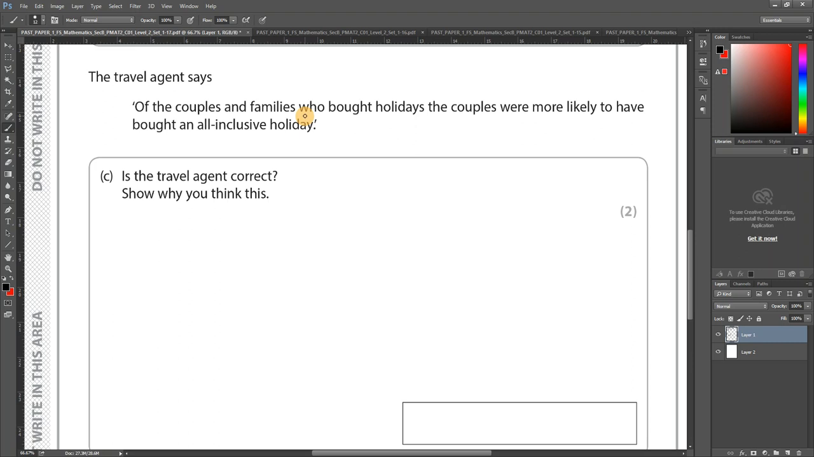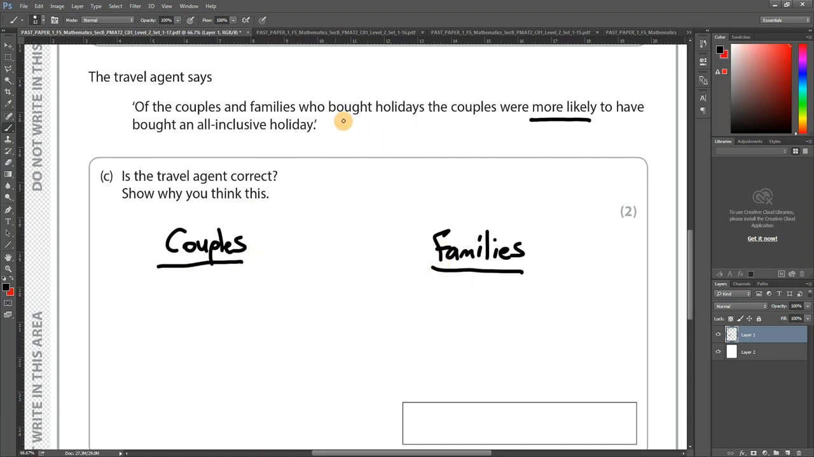So you're going to have 2 different fractions, and we're going to compare which fraction or which answer is going to be the bigger one, which is going to be more likely. Okay, so I'm going to put, let's say for example, let's do couples here, and let's do families here. Okay, because we're comparing these two. So they're saying which one is going to be more likely, this one or this one.